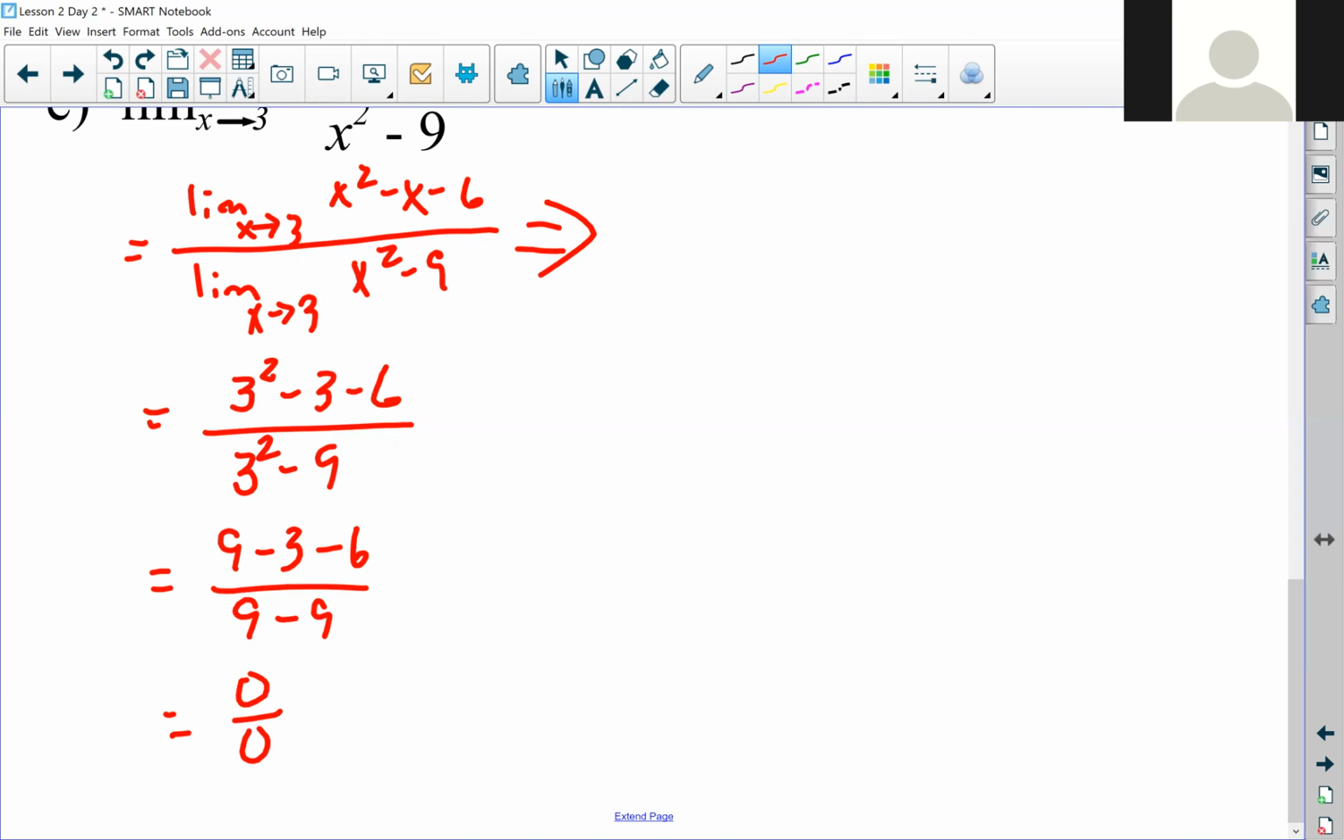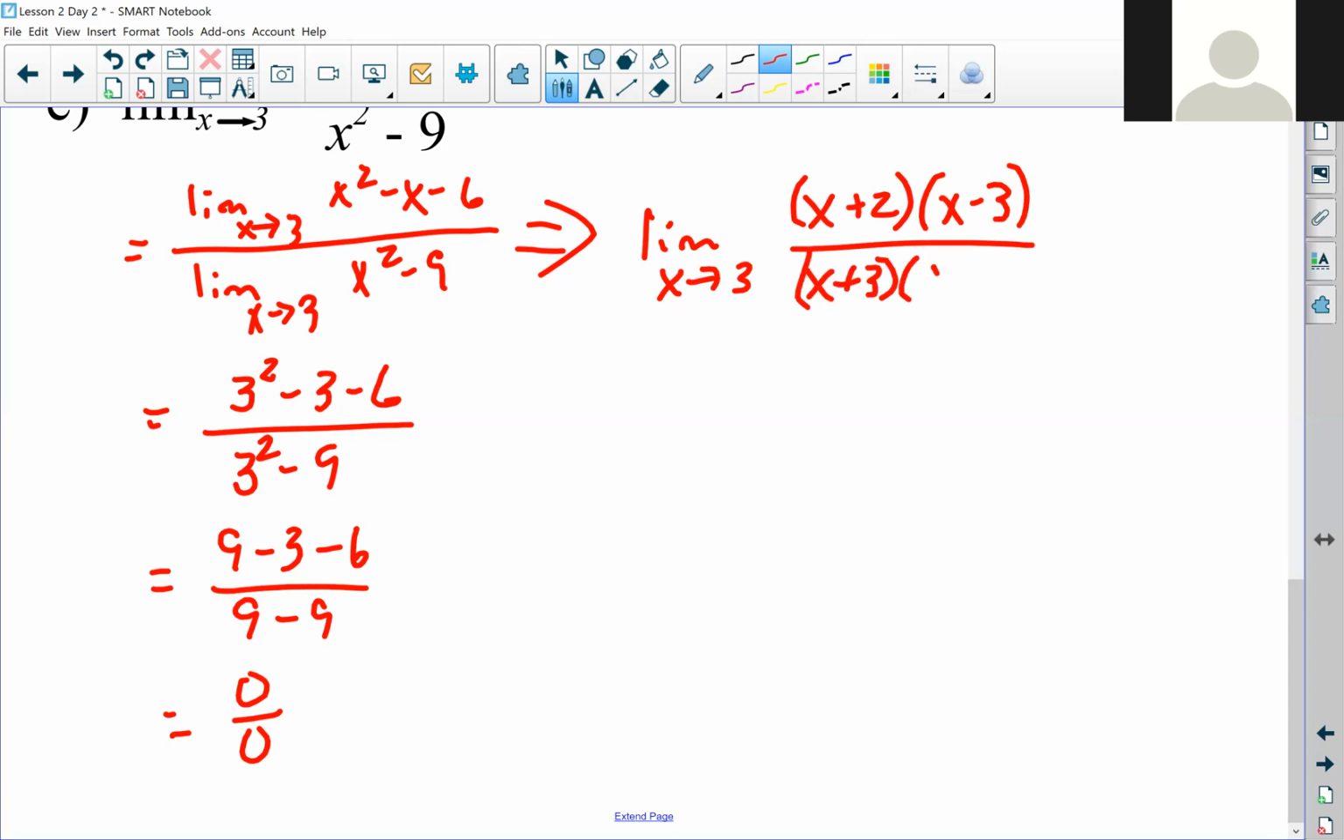In this case, I'm going to rewrite this back as the limit as x approaches 3, and I'm going to factor. My numerator ends up as x plus 2 and x minus 3, sorry, not x minus 2. And my denominator ends up as x plus 3, x minus 3. And so there's a common factor that reduces. And it's important that we reduce it out because that's where the 0 comes from.